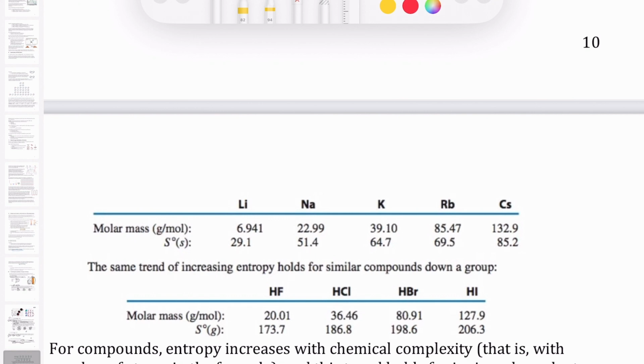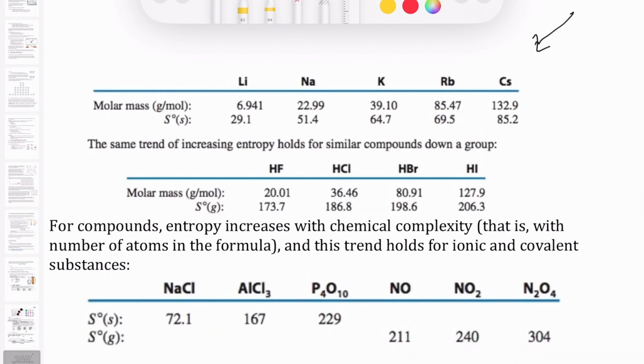These are all group 1 species, lithium all the way to cesium. And as you can see, as the molar mass increases from left to right, we also see that the entropy value increases, okay? We see it also with molecules that are in a group, which is this one right here. These are all the halogen covalent compounds that are bonded to hydrogen. And we can see that based on the molar mass increase, we also see a pattern in increasing entropy.